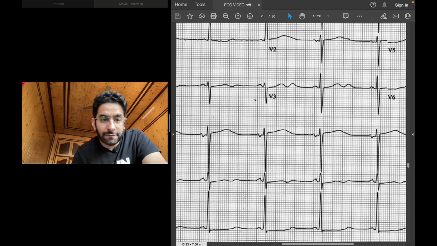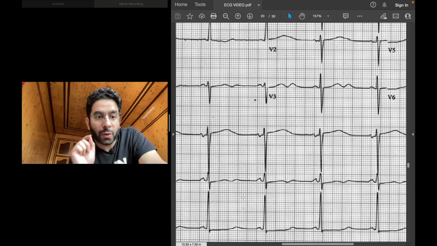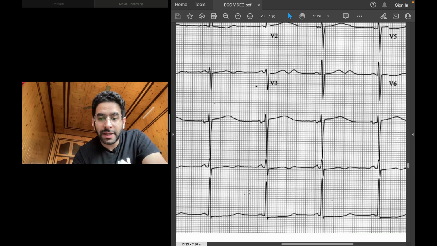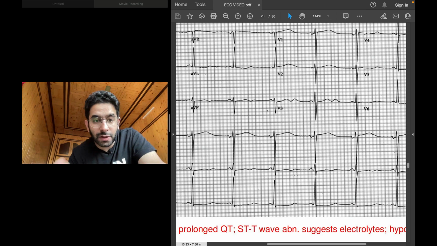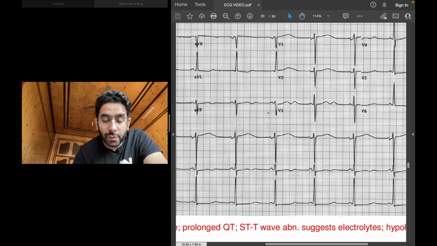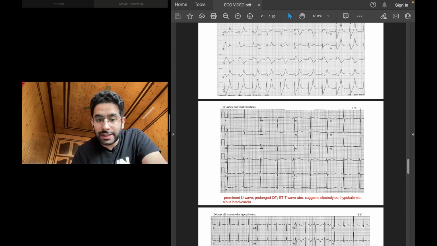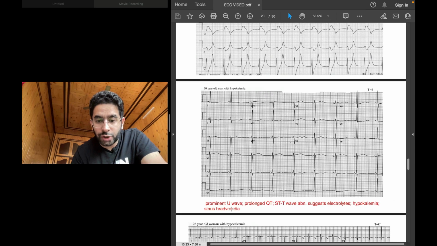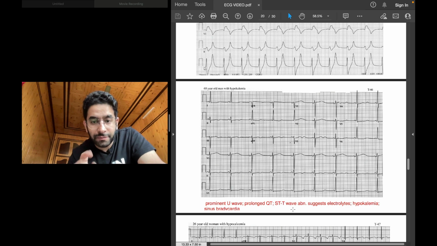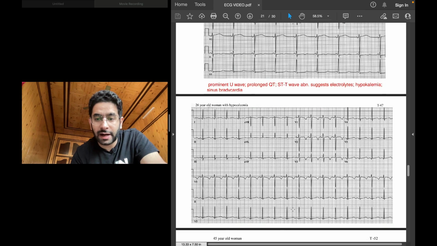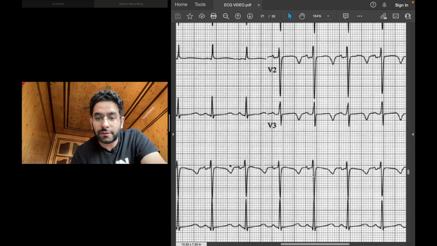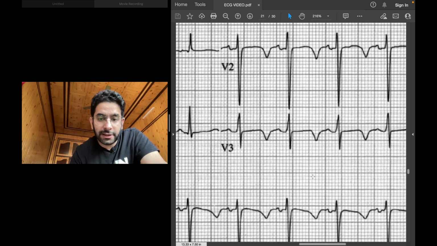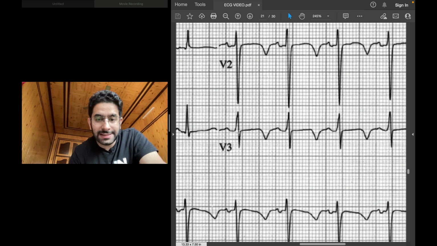There's a previous video on my channel on how to calculate the corrected QT, but the QTc interval is prolonged in hypokalemia. The QTc interval is prolonged in hypocalcemia as well. So this ECG, which shows a prominent U wave and a prolonged QT, suggests hypokalemia. In addition, this patient also has sinus bradycardia. And as I was saying, in hypocalcemia, you again get a prolonged QT interval. Let me tell you how you measure this QTc interval.